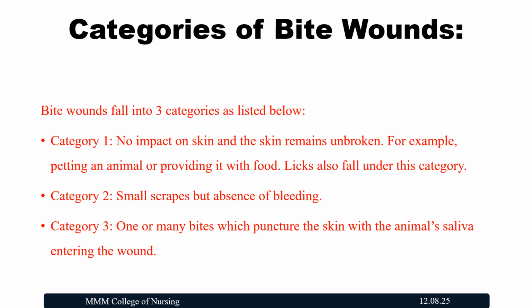So 3 categories totally. Bites under category 1, no impact on the skin, skin remains unbroken. Category 2, small scrapes but absence of bleeding. Category 3, one or more bites which puncture the skin and animal saliva entering into the wound.